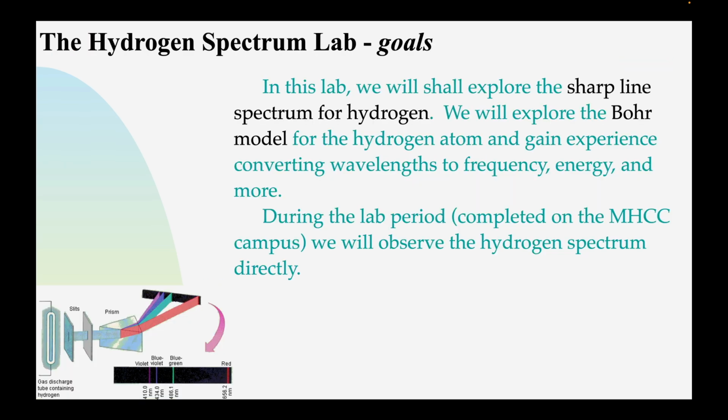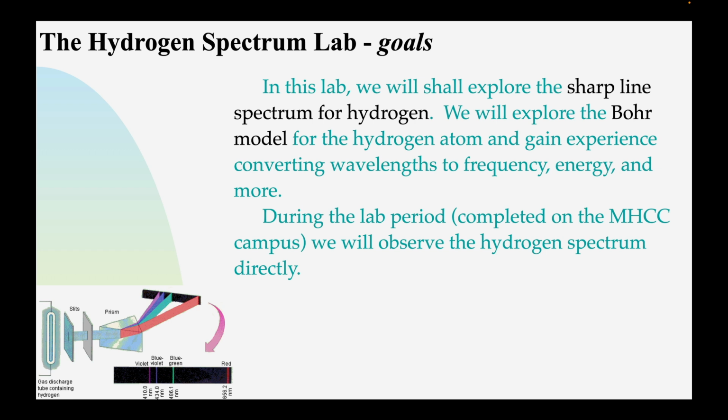In this lab, you will actually observe what's called the sharp line spectrum for hydrogen. You can think of these sharp line spectra as being a type of fingerprint. Each element has its own fingerprint, its own sharp line spectra. This is what astronomers use to identify elements in other planets and other suns, which we couldn't visit in our lifetime, stuff like that.